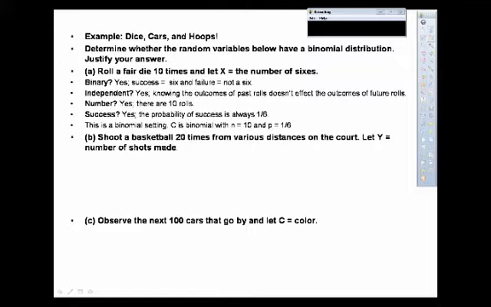Independent? Yes, it's independent. Knowing the outcomes of the past rolls doesn't affect the outcomes of future rolls. We're going to have a chance of 1 through 6 every time. Number? Yeah, we've decided that we're going to roll it 10 times. And successes? Yes, the probability of success is always 1/6. This is a binomial setting. X is binomial with n equal 10 and p equal 1/6.